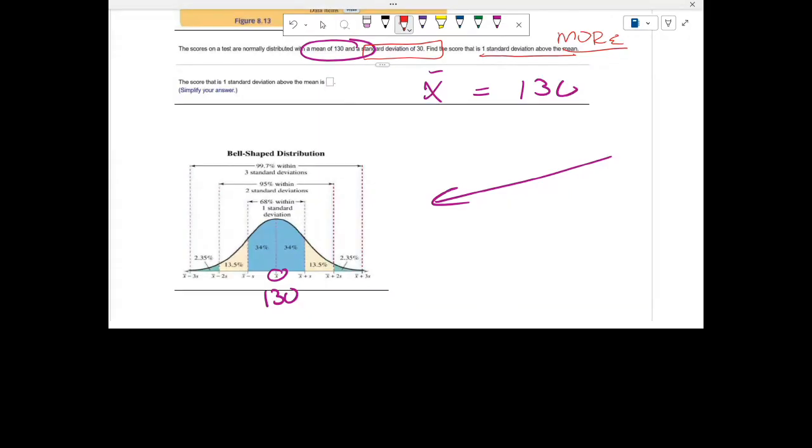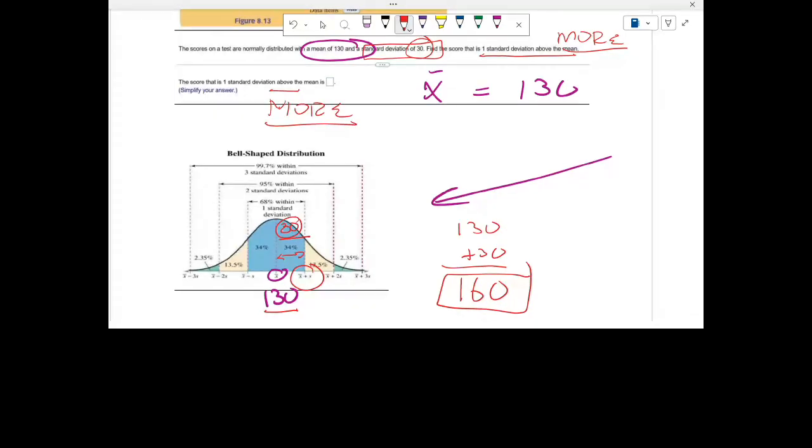So what we're going to do is we're going to say, look, the distance between here and here is 30. And why is it 30? Because they told me it was 30, okay? So we're really looking for that number right there. So y'all, I'm just going to take 130 plus another 30, and that would be 160. Okay. Above the mean, y'all, just means more. So that's all we got to do. Look, we're going to try another one. We're going to keep it real easy breezy.